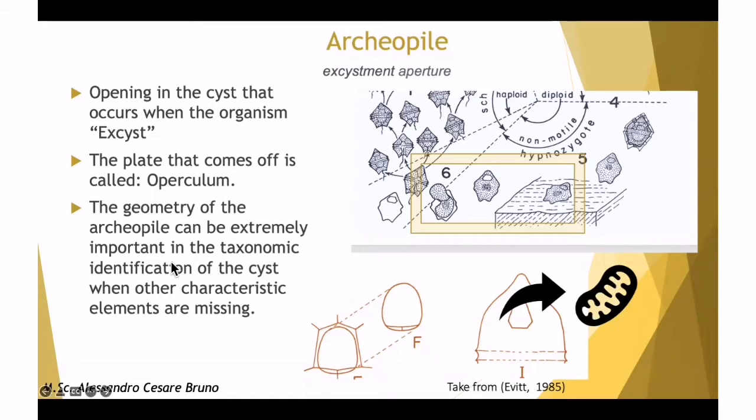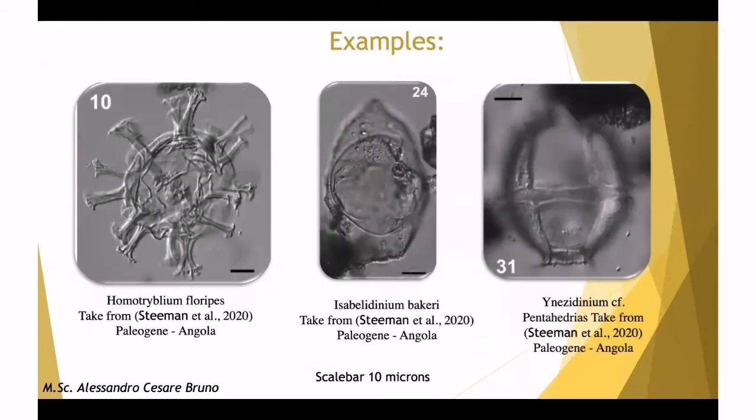And when you are studying dinoflagellates, the geometry of the archaeopyle and the location of the archaeopyle, that could be an apical, intercalary or presingular archaeopyle, is an extremely important characteristic in the taxonomic identification of the cyst.